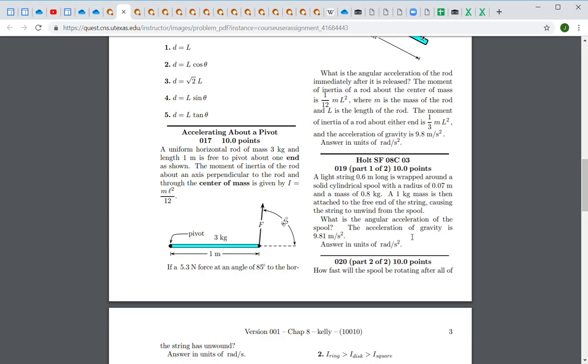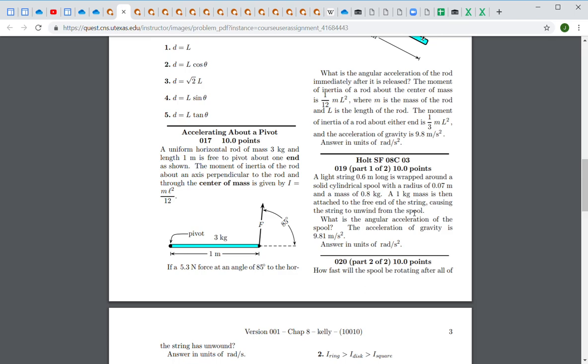Problem 19. A light string, 0.6 meters long, is wrapped around a solid cylindrical spool with a radius of 0.07 meters and a mass of 0.8 kilograms. A 1 kilogram mass is then attached to the free end of the string, causing the string to unwind from the spool. So this sounds like a problem we did in a worksheet in the video that you should have gotten by watching the video. What's the angular acceleration of the spool?